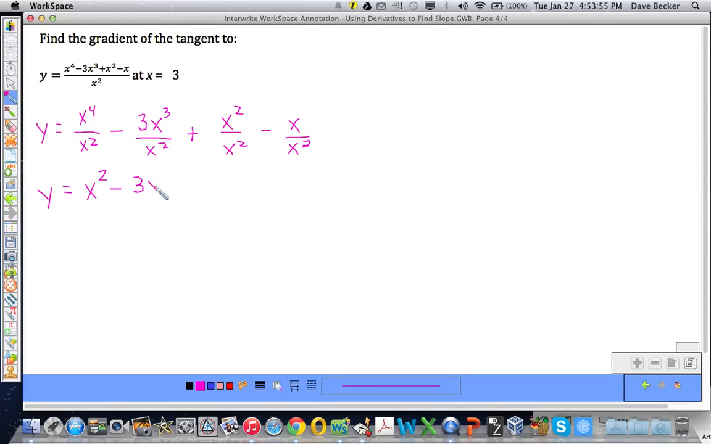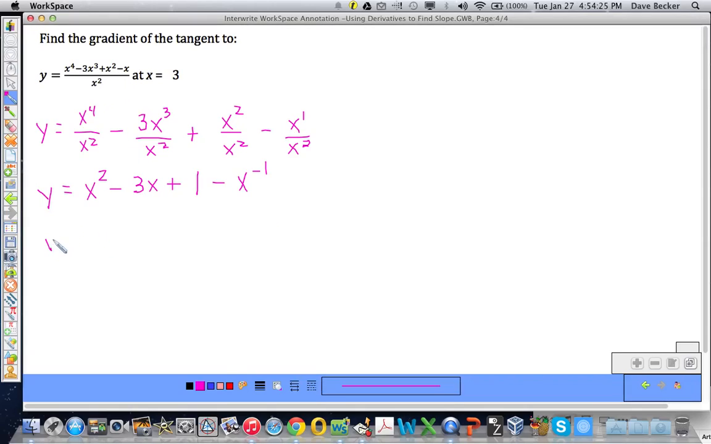x to the first power, which I'm not going to write the 1 there, plus x squared over x squared, same thing over same thing, that's equal to 1, minus, now you got to be a little careful here, remember this is x to the first power, and 1 minus 2 is negative 1, so this is minus x to the negative 1. Okay? Now, this is still this same expression, I just simplified it a little bit.